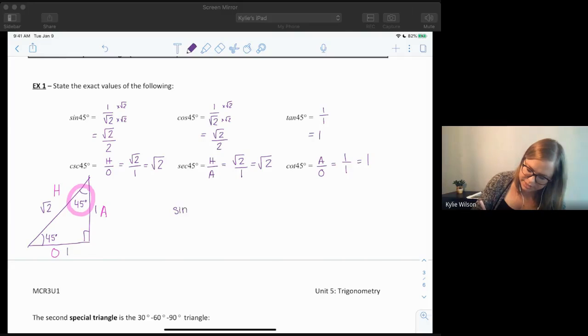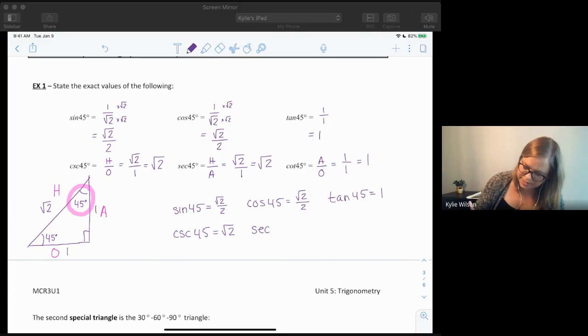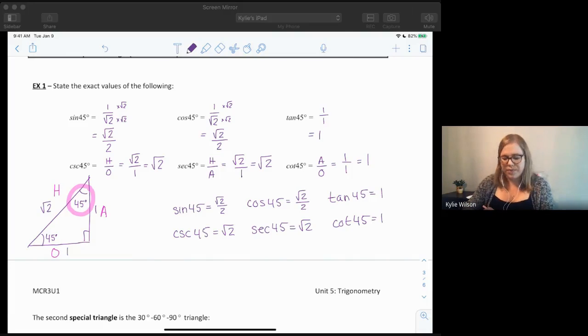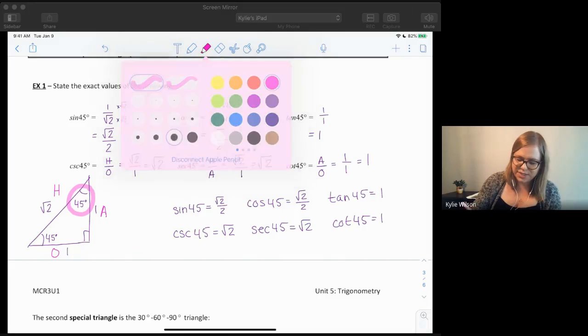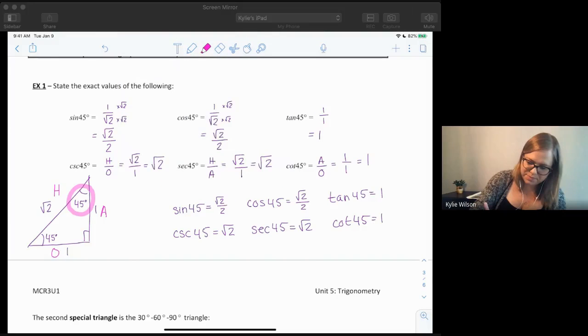So again, just to make them nice and clear, sine 45 is root 2 over 2. Cos 45 is also root 2 over 2. Tan 45 is equal to 1. Cosecant 45 is equal to root 2. Secant 45 is root 2. And then cotangent 45 is 1. So you need to know these. These are super important for you to know right here.